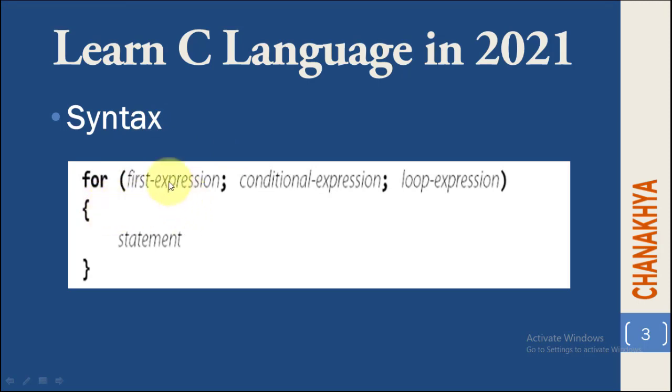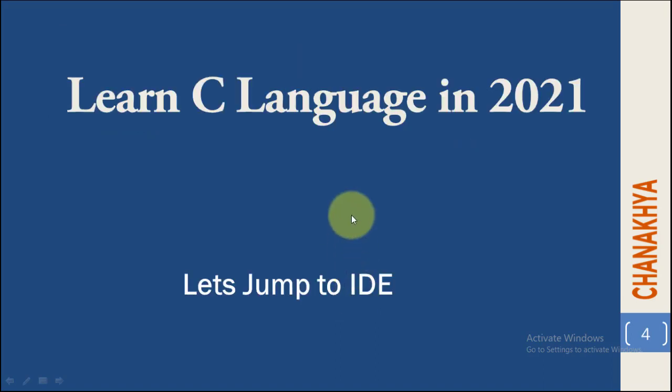So the for loop is divided into three expressions: first the initialization, then the conditional expression, and then the expression where we set whether to increment or decrement the value. For a better understanding of the for loop, let's move to our IDE.